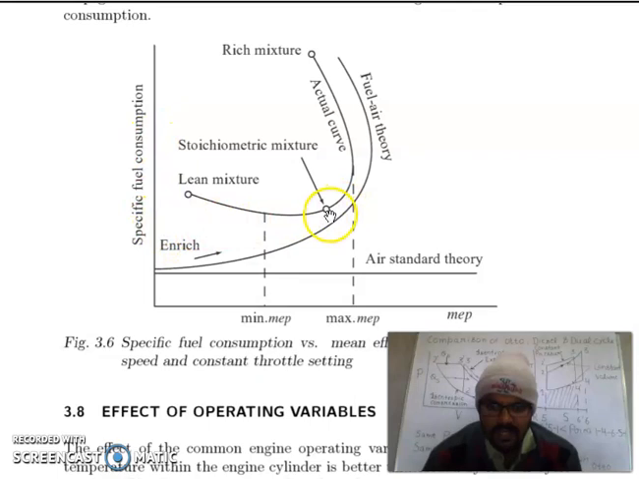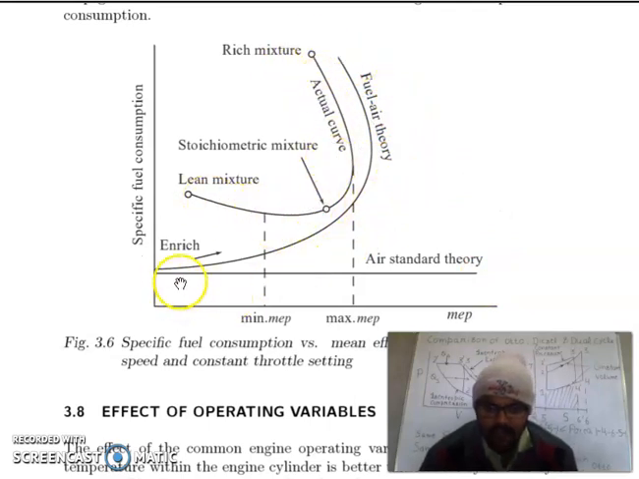So you can see at this point, the stoichiometric mixture, is the minimum specific fuel consumption. Here your engine will perform much more efficiently. You can see three curves here. One is for the air standard cycle, the second is the fuel air theory based cycle, and the third is the actual curve, which is for the actual engine.